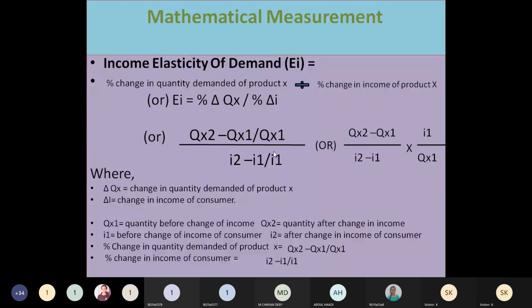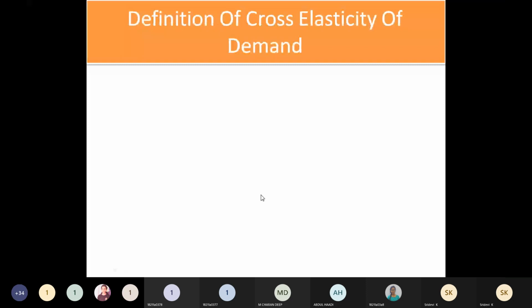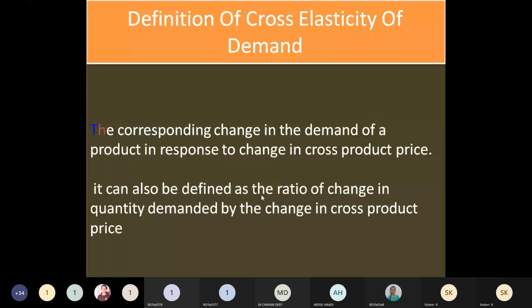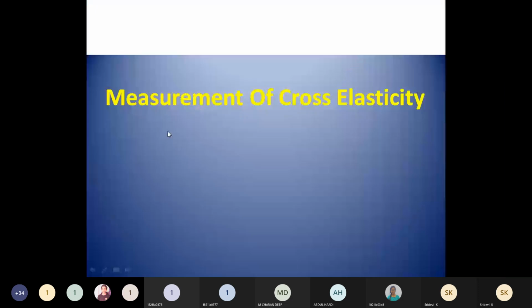The same definitions we are using, but instead of the price, you are using here cross product price. Okay. And in case of measurement, here also we are going to use the two types, graphical and mathematical measurement.